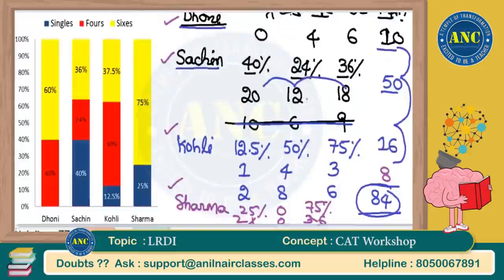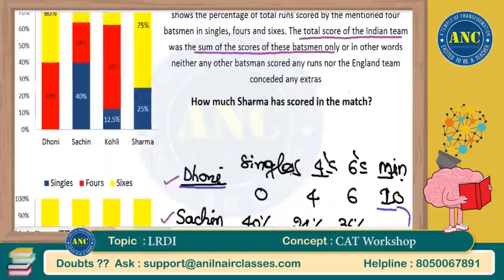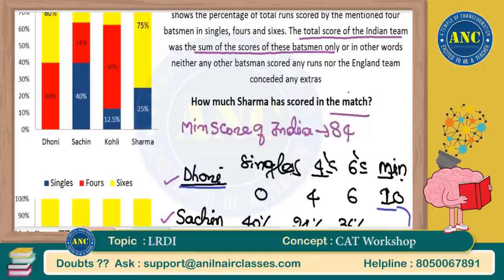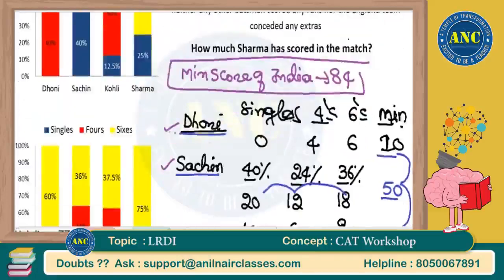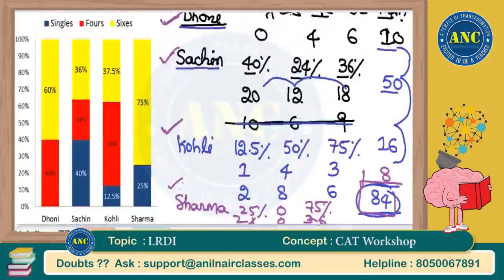What is the minimum score of India? Minimum score of India is 84. First we'll write it down here. Minimum score of India is 84, or it can score any runs greater than or equivalent to 84. In that 84 runs, Dhoni will score 10 runs, Sachin will score 50 runs, Kohli will score 16 runs, Sharma will score 8 runs, right?